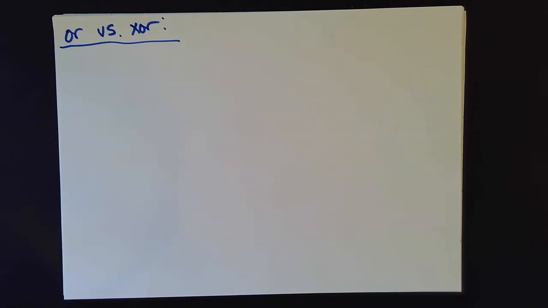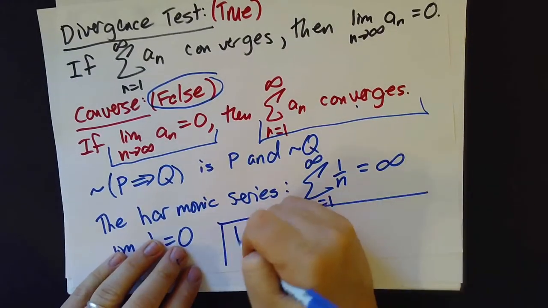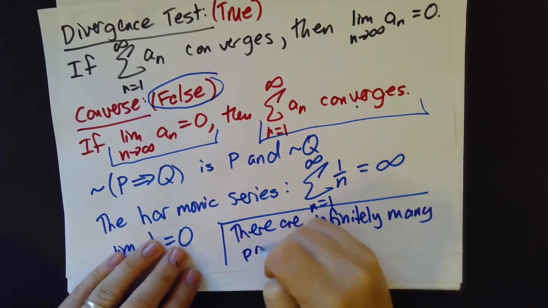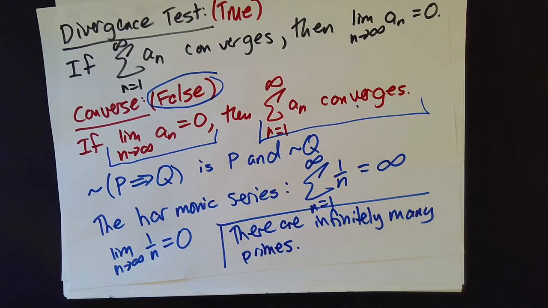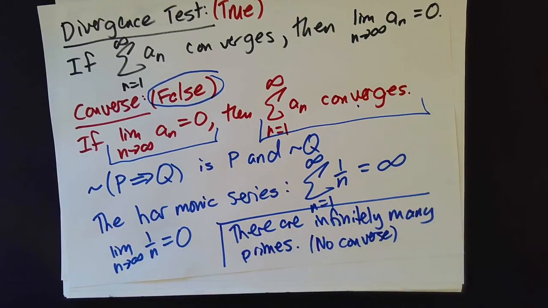And sometimes people will refer to the converse of something as being the way that they translated it into an if-then statement in their head and then wrote the thing backwards. But fundamentally, both converse and contrapositive are things that only if-then statements have, only implications have. So, for example, the statement, there are infinitely many primes, this does not have a converse because it's not an implication. Any more questions about that before I hop to talking about XOR?